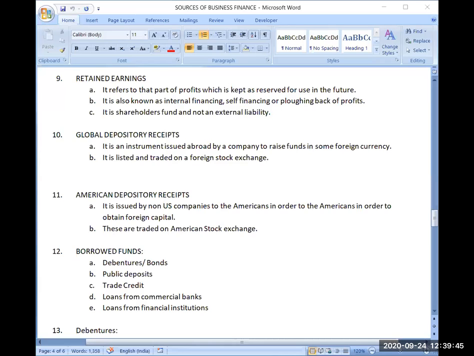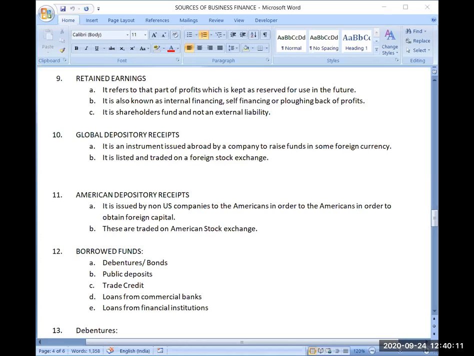Debenture is also an instrument. Bond is also an instrument. So these are financial instruments. So global depository receipts are also an instrument issued abroad by a company. Obviously, a company can issue global depository receipts, and where it can issue, not in India, outside India. It should be issued abroad.